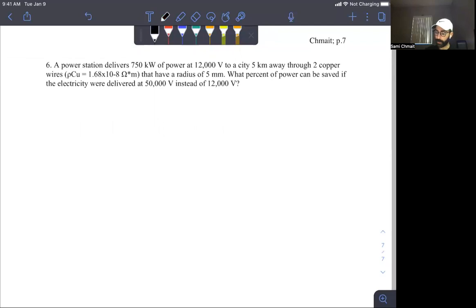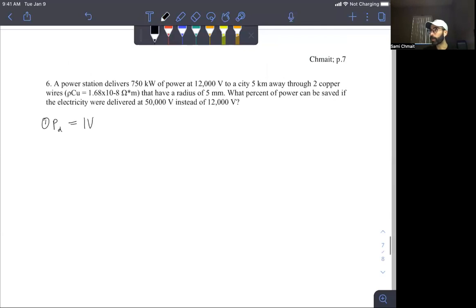So the first thing I'm going to do here is call it P delivered, I'll just call it PD. So power is equal to IV. I know we're going to be using IV because we're given the current. Wait, are we given current? No, we need to solve for a current first, but we're given power and we're given voltage. So we do a little bit of rearranging.